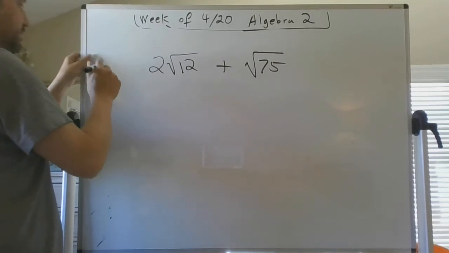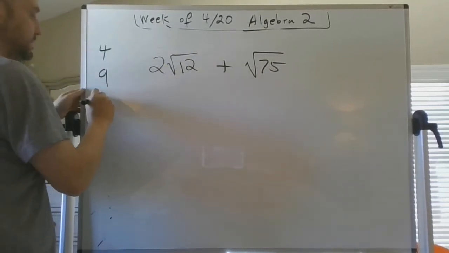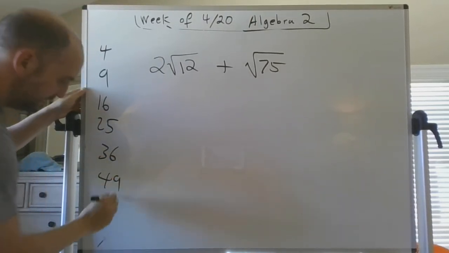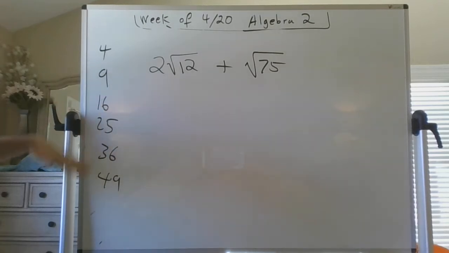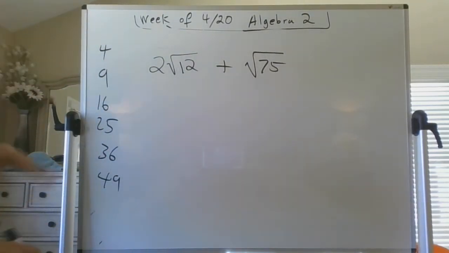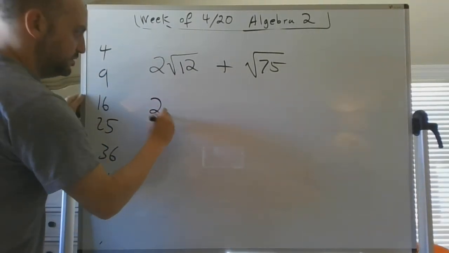Okay, so again, all the perfect squares. We have 4, 9, 16, 25, 36, 49, and so on. Usually we're going to be using one of these, okay? The earlier ones are the most common ones we're going to be using. So let's try this. I'm going to rewrite this as 2.